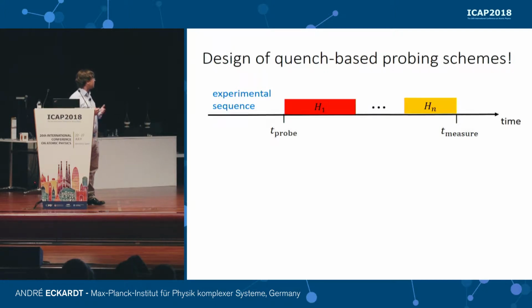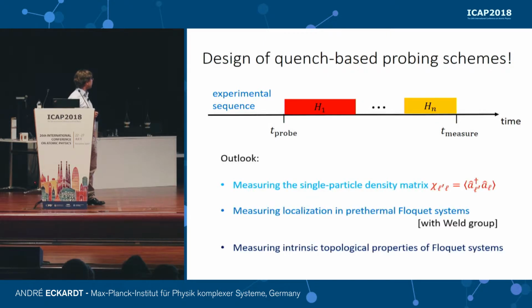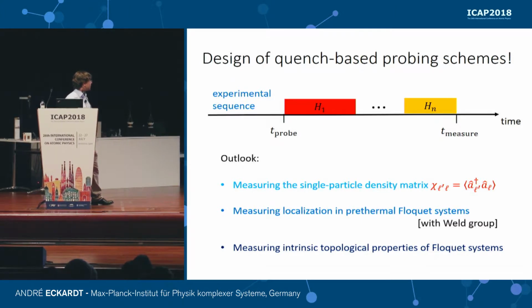And I will present some ideas along these lines. The outlook is, first, how to measure the single particle density matrix in real space basis, also in inhomogeneous lattice systems; how to measure localization of pre-thermal Floquet states. This is work together with David Weld's group from Santa Barbara, and a scheme for how to measure intrinsic topological properties of Floquet systems. And there is other work, of course, along similar lines.